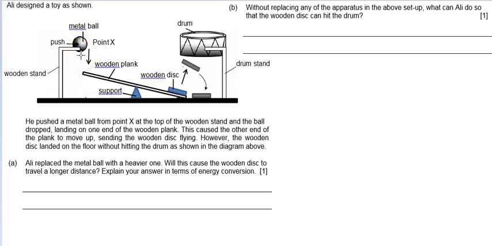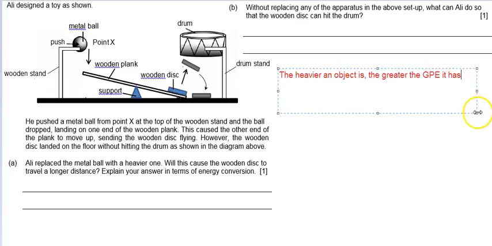And that's basically what we learn in energy, right? So when Ali replaced the metal ball with a heavier one, we know that the heavier an object is, the more gravitational potential energy it has. I'm going to write that down. Okay, first of all, we know that the heavier an object is, the greater the gravitational potential energy it has.